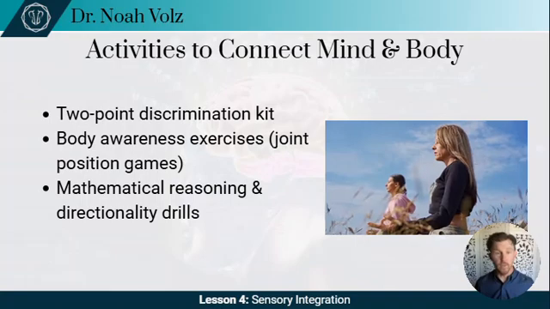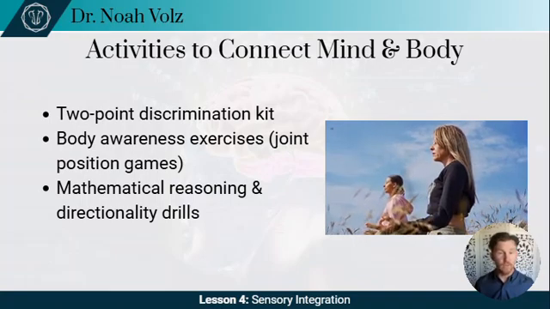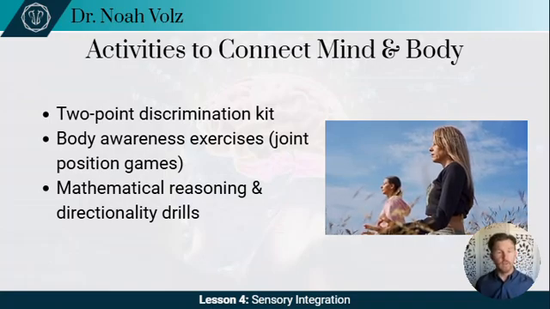So you can get a 2-point discrimination kit and do 2-point discrimination to test yourself. There's lots of different body awareness exercises. Yoga, Tai Chi usually fit into this as well. I've seen people use juggling and other things for body awareness exercises. And then there's also cognitive training that you can do, like mathematical reasoning and different drills.